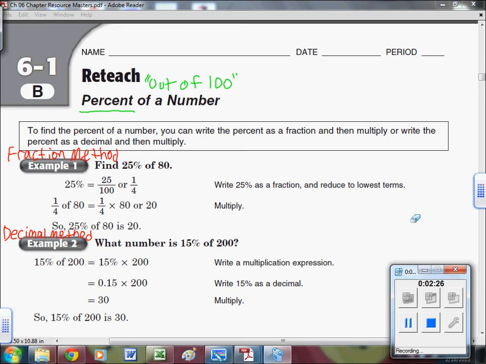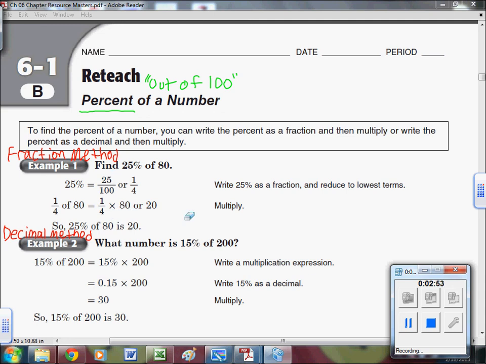All right, so let's take a look at example 1. It says find 25% of 80. You have to convert that percent to a fraction or a decimal first. We're doing this using the fraction method, so we'll convert that to a fraction first. If you need more help converting that, go take a look at the previous video I uploaded specifically on that skill. So 25 over 100 simplifies to 1 over 4. So now it's 1 over 4 times 80.